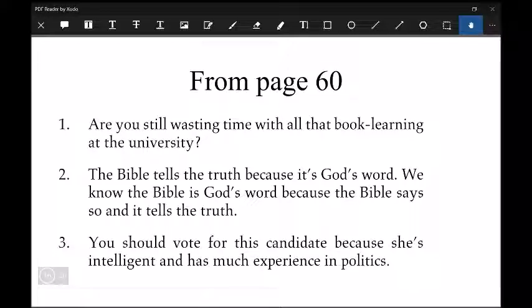What is that? That's a complex question that assumes that you're studying and that's a waste of time, that building your mind is a waste of time. If you say, no, I'm not still wasting time, or yes, I am, you're assuming that developing your mind is a waste of time. That's a complex question. Number 2, the Bible tells the truth because it's God's word. We know that the Bible is God's word because the Bible says so and it tells the truth. This is circular. A is true, therefore B is true. B is true, therefore A is true. And so that would be circular.